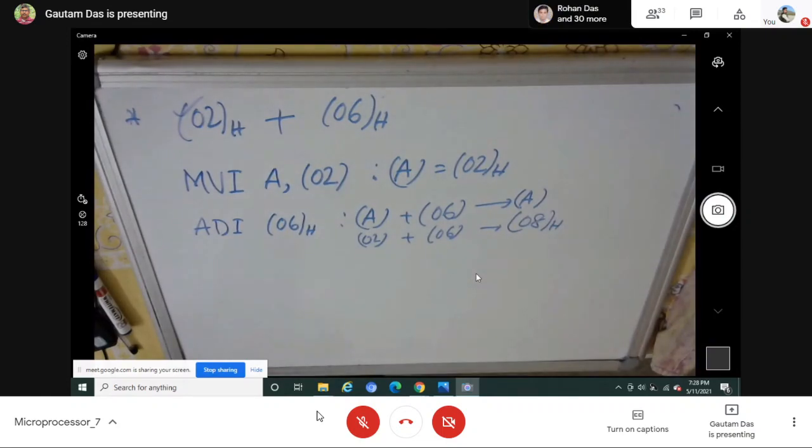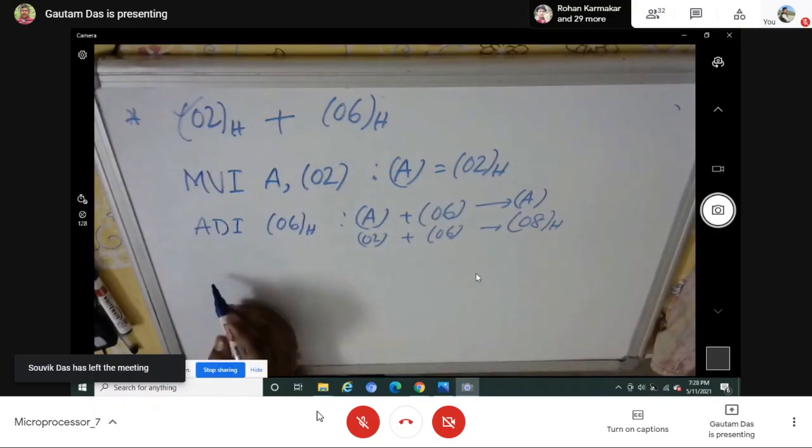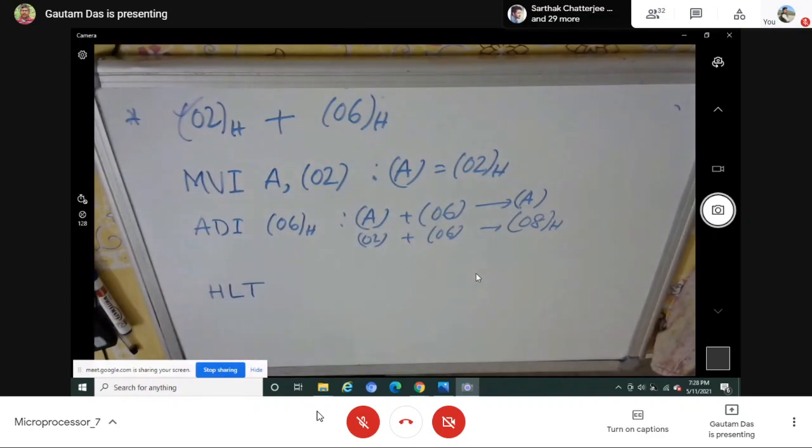So now if I program this using only these two instructions, you can complete your program. Again I told you, there is an end instruction in every program. So in 8085 this end instruction is called HLT. This is the end instruction. So using these two instructions you can complete your addition between two data 02 and 06.